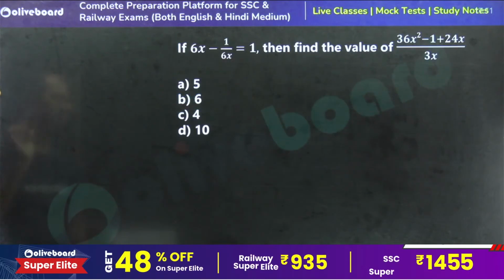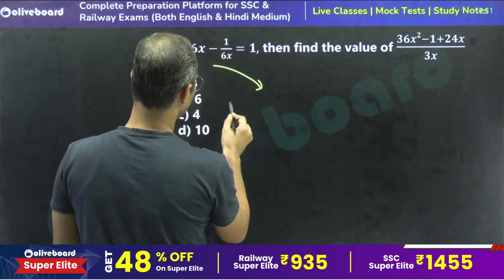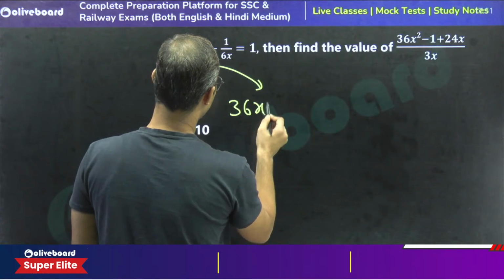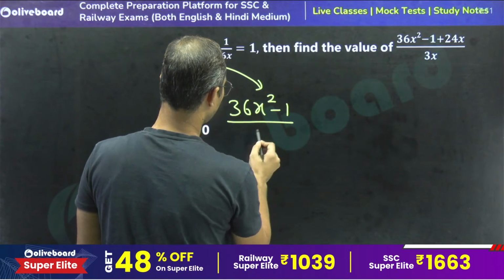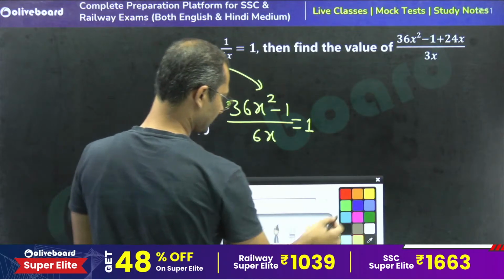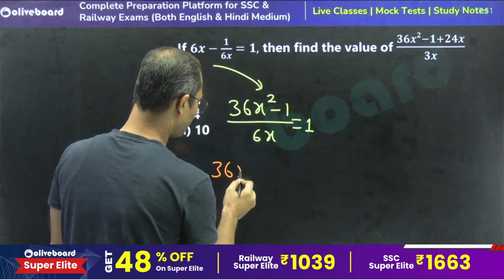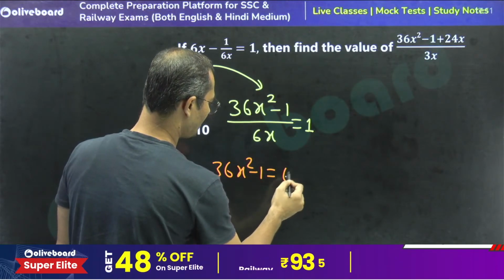Yes, moving to next. Tell me what is the answer for this question. See, what is the answer of this question? So we can write it 36x square minus 1 upon 6x is equal to 1. So we can say that 36x square minus 1 is equal to 6x.